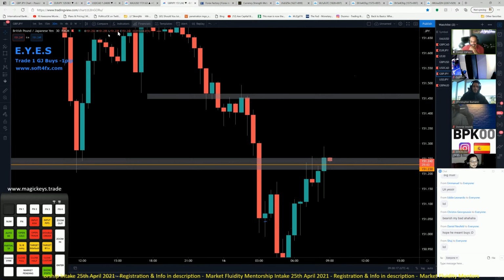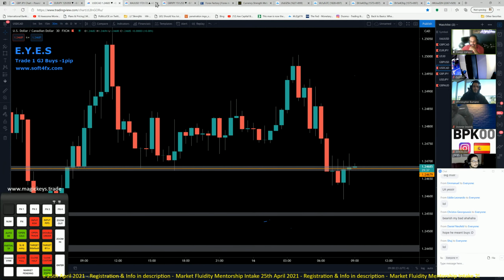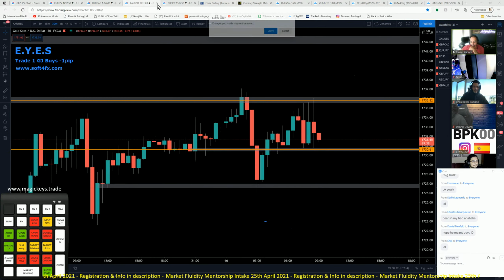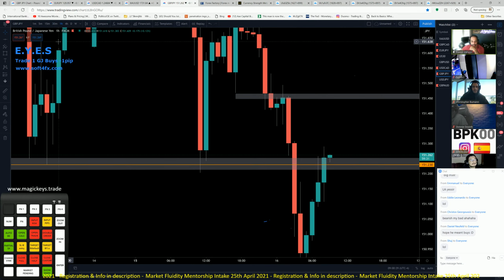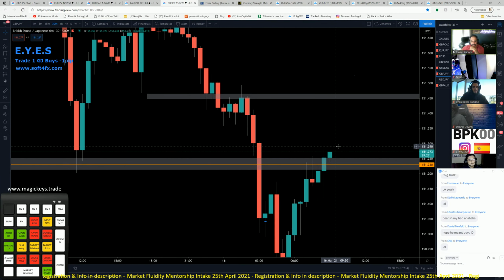Pound yen also looks like it wants to continue back up in the range, and if it does, awesome. I think pound yen should continue up bullish here if we break above the high at 151.300, moving up towards 151.400, 151.450.